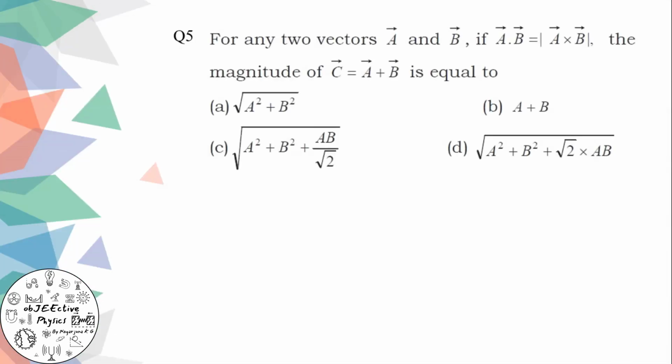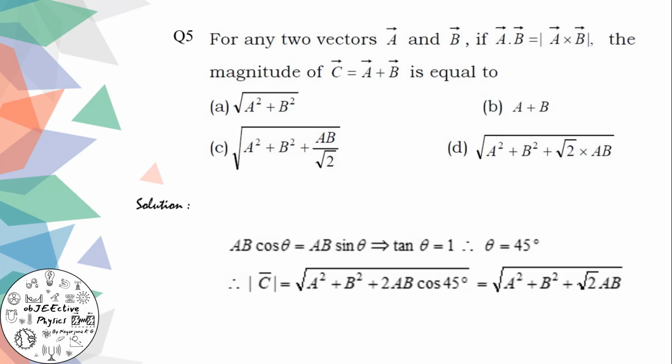Question number 5. For any two vectors A bar and B bar, if A bar dot B bar is equal to modulus of A bar cross B bar, the magnitude of C bar, which is equal to A bar plus B bar, is equal to. Solution. AB cos theta, the dot product, is equal to the magnitude of the cross product, AB sin theta. On both sides AB cancels. Sin theta by cos theta is equal to tan theta, that is equal to 1. So, theta is equal to 45 degrees.